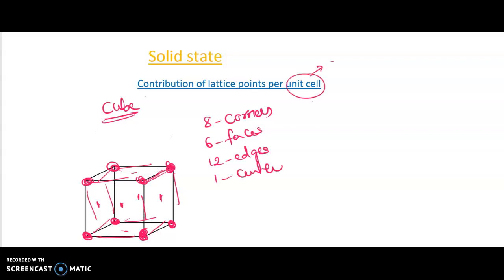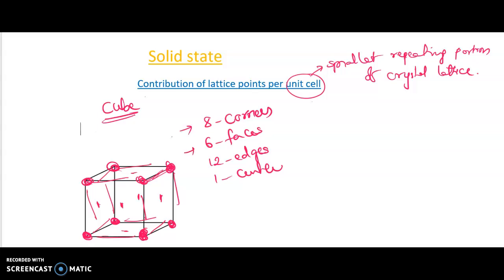A unit cell is nothing but the smallest repeating portion of the crystal lattice. The smallest repeating portion of the crystal lattice is known as the unit cell. Here we are discussing the cubic unit cell. A cube has 8 corners, 6 faces, 12 edges and 1 center. Now let us see the contribution of each atom at corners, faces, edges and centers.